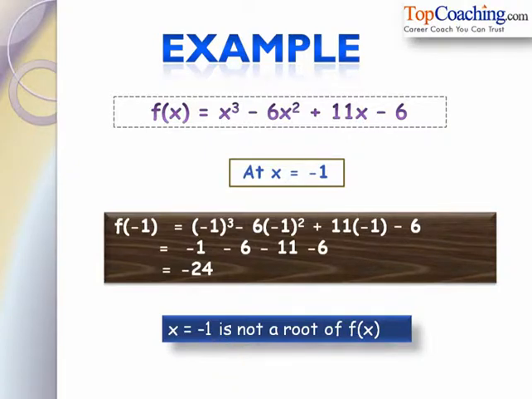So x equal to 2 and x equal to 3 are the roots or the zeros of f(x), but x equal to minus 1 is not a root of f(x). So for any real number alpha to be a root of f(x), f of alpha should be equal to 0. And if it's not so, then alpha is not a root of f(x).